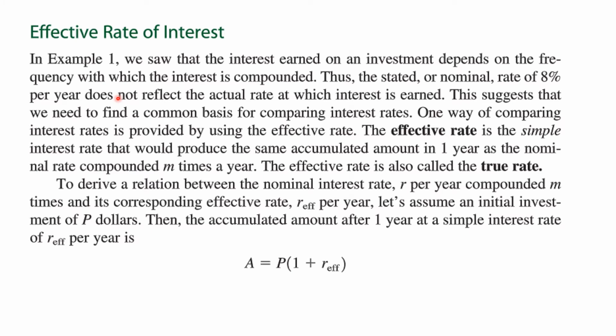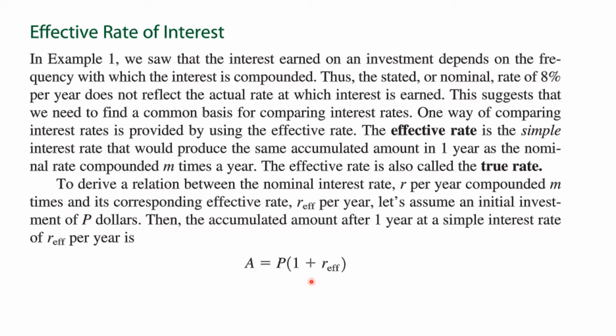Now, banks, I think, use this for marketing purposes, and it's difficult for some consumers to reconcile which one is the better deal. For that reason, we talk about having a common way to look at this, and that's called the effective rate. The effective rate is the simple rate that would produce the same accumulated amount in 1 year as the nominal rate compounded M times a year. The effective rate is sometimes called a true rate. So we can take our formula then for simple interest.